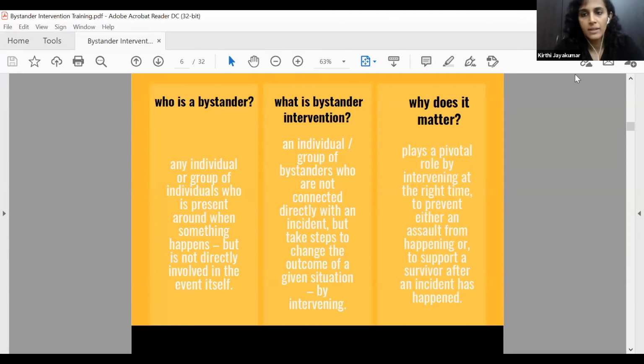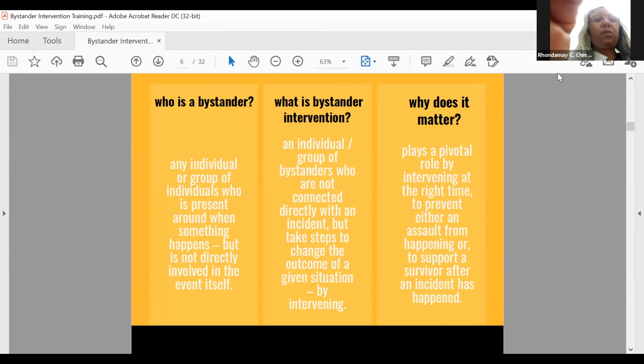So a bystander intervention is fundamentally where an individual or a group of individuals who are not connected with the incident directly, in the sense that they're not causing it or they're not facing it in the sense that they're not the target, but they directly take steps to intervene to change the outcome. Now, who would fit into the ideal of a bystander? It could be any individual.